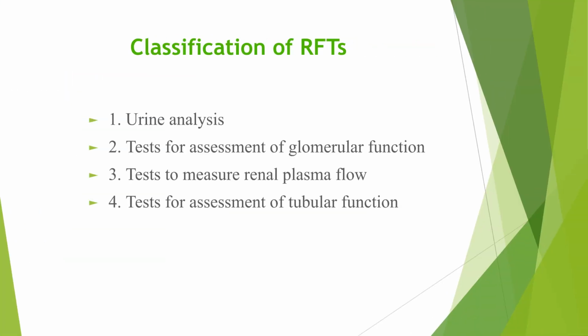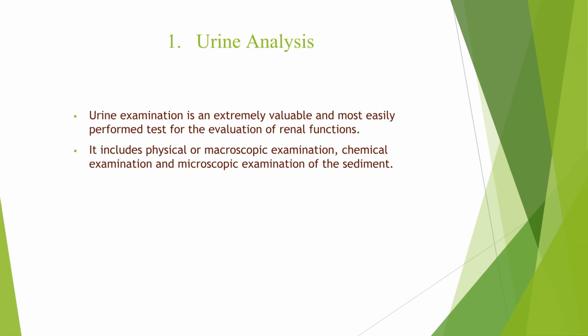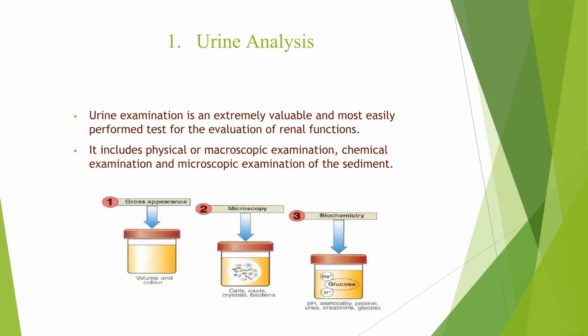Renal function tests are classified into 4 categories: urine analysis, tests for glomerular function assessment, tests to measure renal plasma flow, and tests for tubular function assessment. Urine analysis is a valuable and easily performed test for renal function evaluation. It includes physical, macroscopic, chemical, and microscopic examination of the urine sediment.